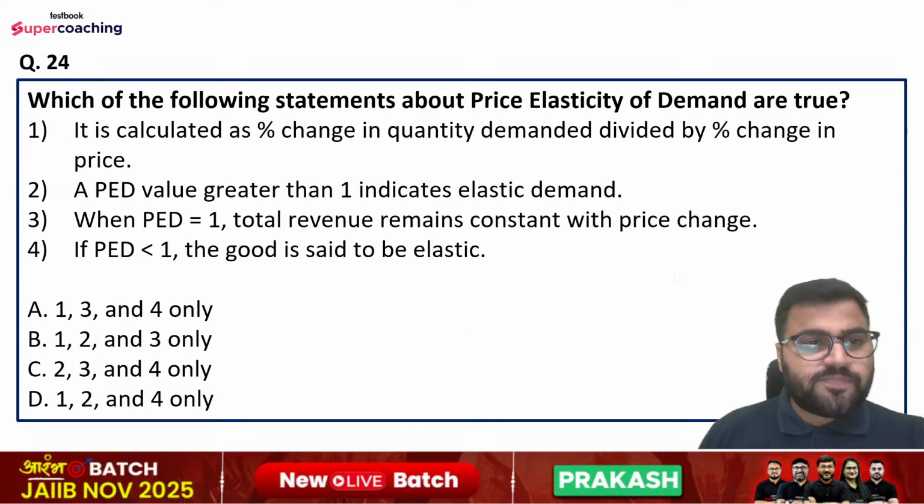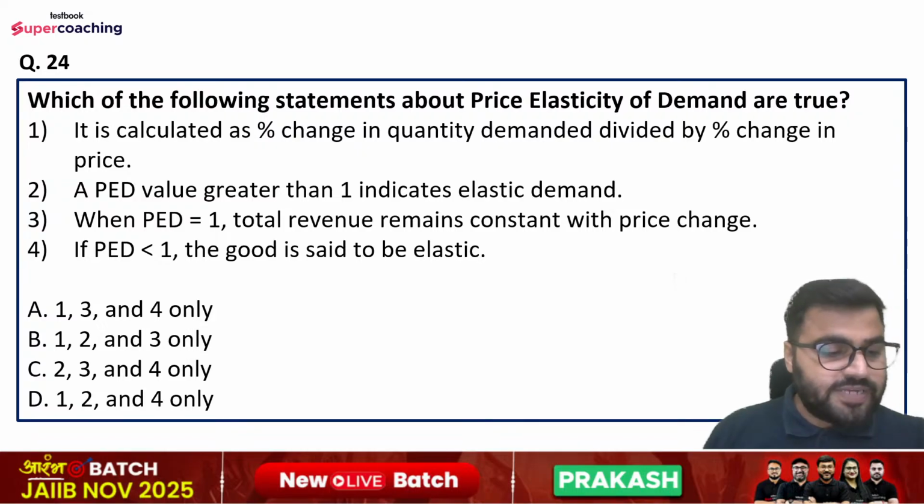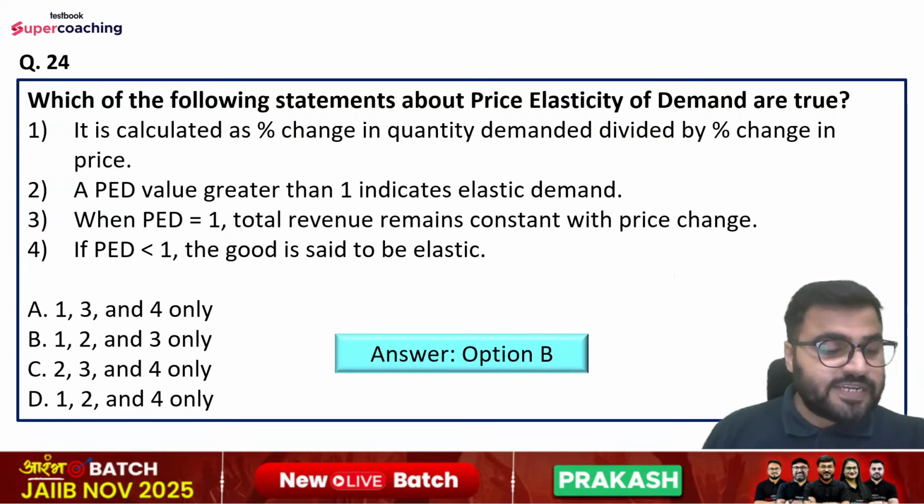Question number 24, which of the following statements about price elasticity of demand are true? Statements are: it is calculated as percentage change in quantity demanded divided by percentage change in price. A price elasticity of demand value greater than 1 indicates elastic demand. When price elasticity of demand is equal to 1, total revenue remains constant with price change. If price elasticity of demand is less than 1, the good is said to be elastic. So options are first, third, and fourth only, first, second, and third only, second, third, and fourth only, or first, second, and fourth only. So right answer is option number B here, that is first, second, and third only.